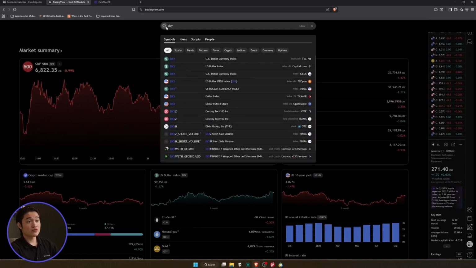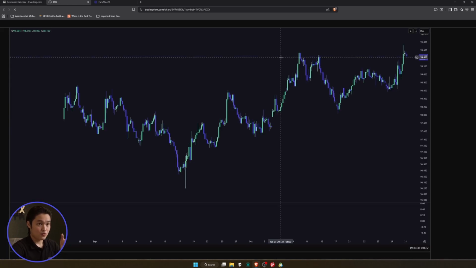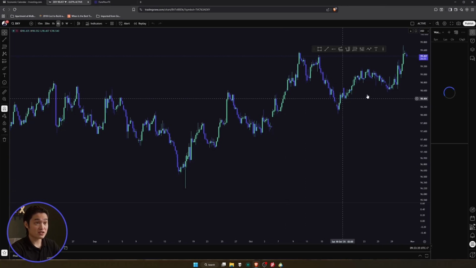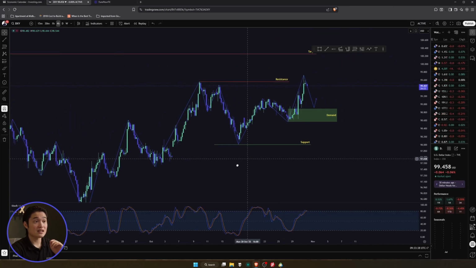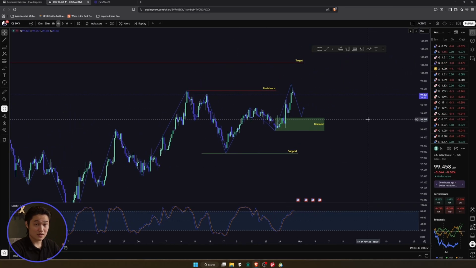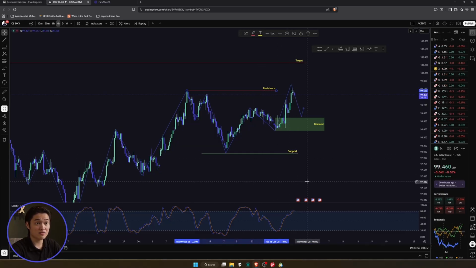The first one, as usual, we are going to talk about the DXY or the US dollar index. Right here on the US dollar index on the four-hour chart, we can see that the plan is very similar to what we forecasted last week. The price right here already came to the resistance zone, which is right there, at 99.563. And right now the price seems to make a rejection or a pullback to the demand zone.